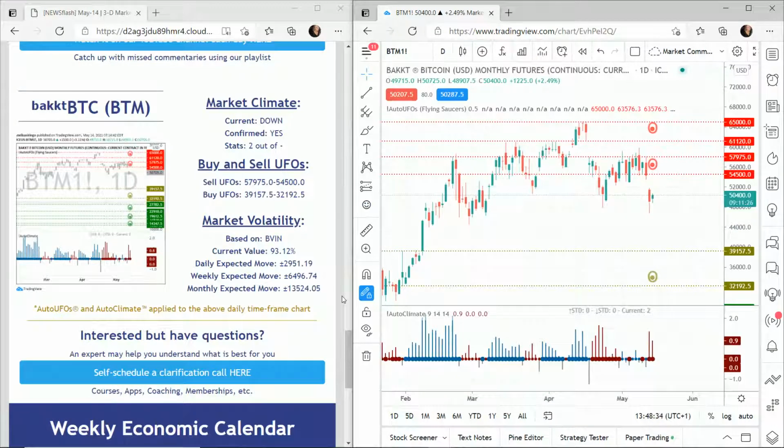So that's all of our 5 markets. That's the climate, where we have probabilities up or down, UFOs, where we would expect price to be pushed upwards or downwards based on where these UFOs are, volatility, how quickly that they move.